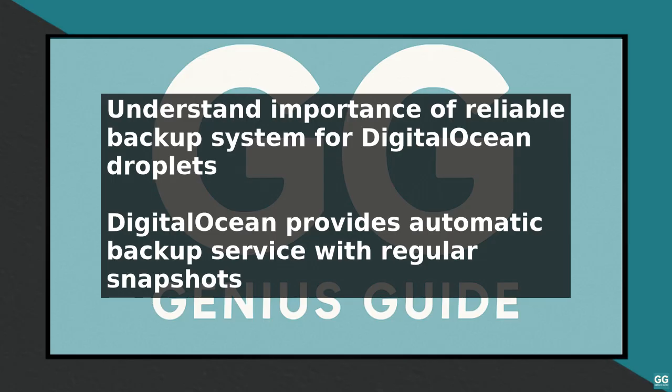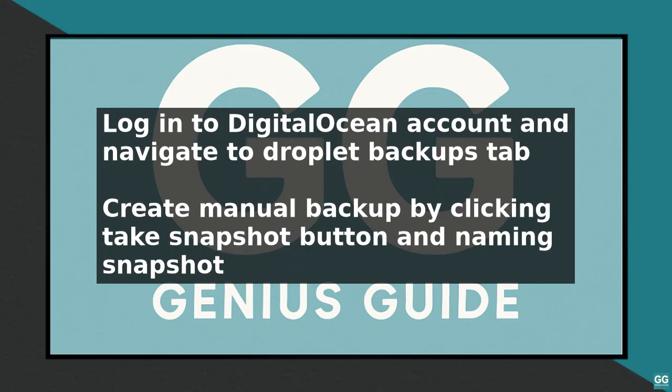First, log into your DigitalOcean account and navigate to the droplet you want to back up. Click on the droplet and then click on the Backups tab. Here you can see the automatic backups taken by DigitalOcean. But to create a manual backup, click on the Take Snapshot button.